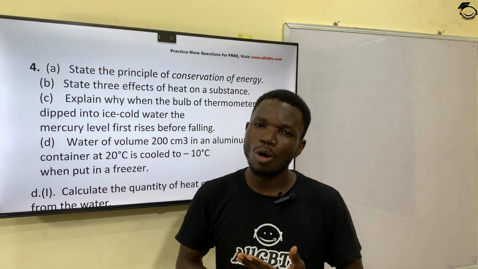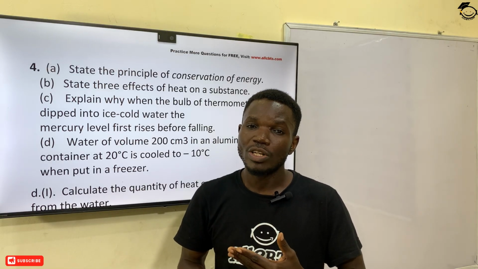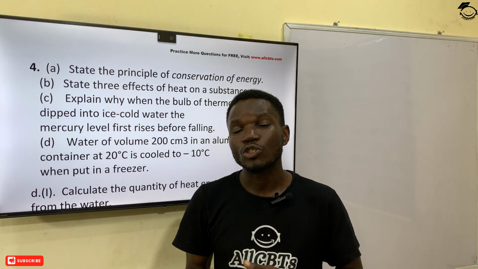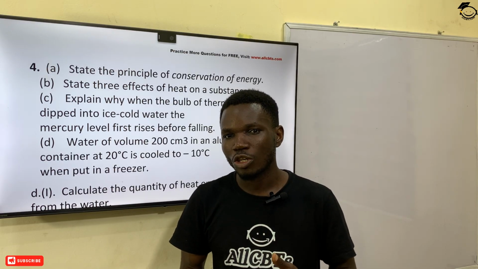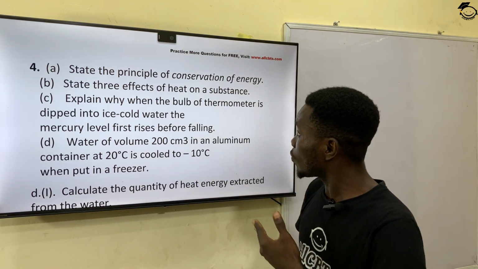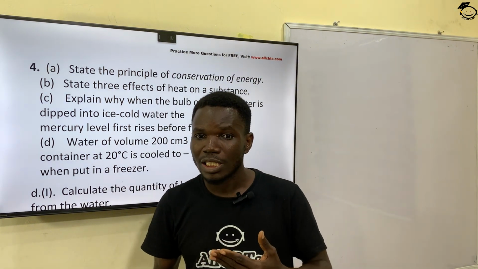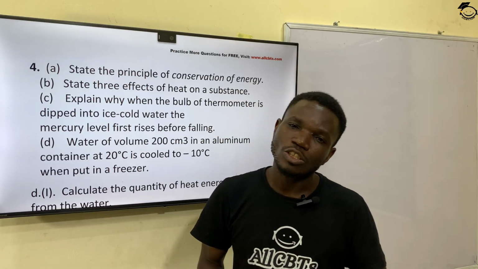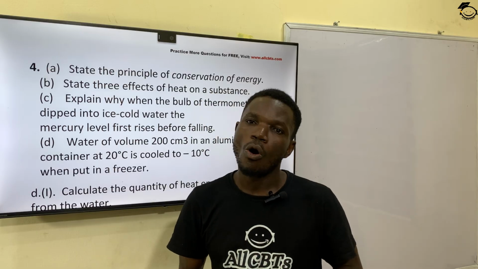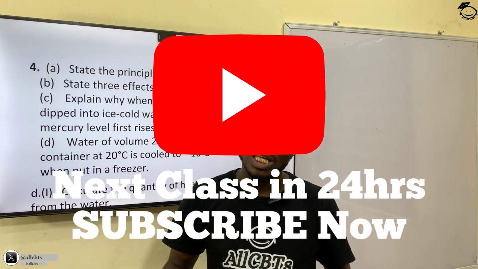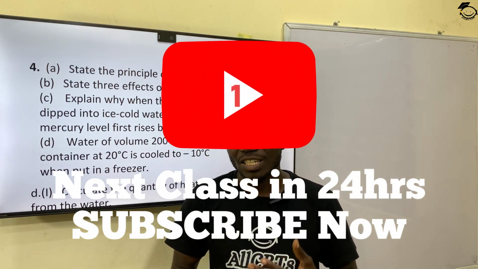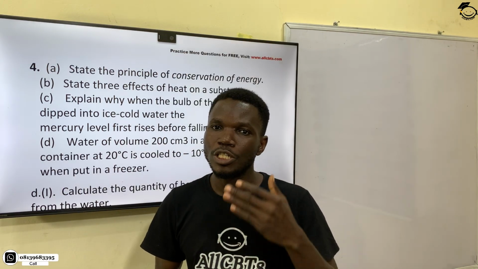Likewise, when you heat up a substance, it changes state. For example, if I have ice and I heat it up, it will become liquid. And if I continue heating, it will become the gaseous form of water, which is steam. So another effect of heat on a substance is change of state. And then the third effect of heat on a substance is expansion or expansivity. So there's an increase or a reduction in the size of the substance being heated.